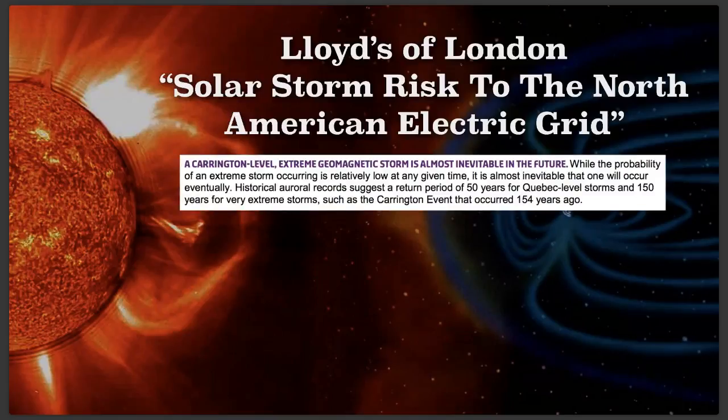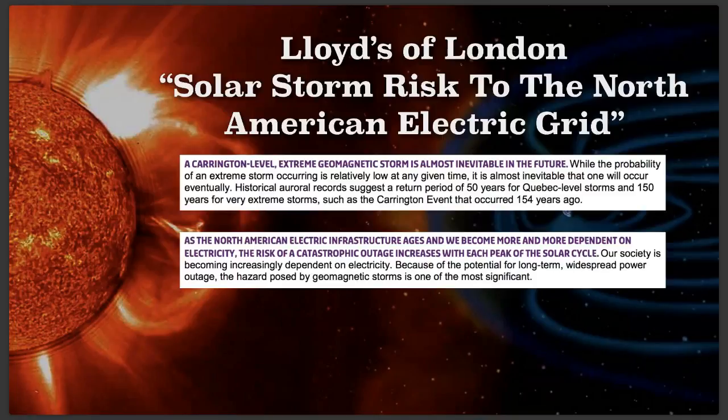A Carrington-level extreme geomagnetic storm is almost inevitable in the future. While the probability of an extreme storm occurring is relatively low at any given time, it is almost inevitable that one will occur eventually. Historical auroral records suggest a return period of 50 years for Quebec-level storms and 150 years for very extreme storms, such as the Carrington event that occurred 154 years ago. And it's actually been more than 154 years now. That's when this report was issued.